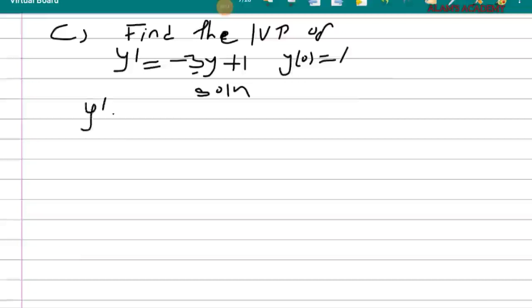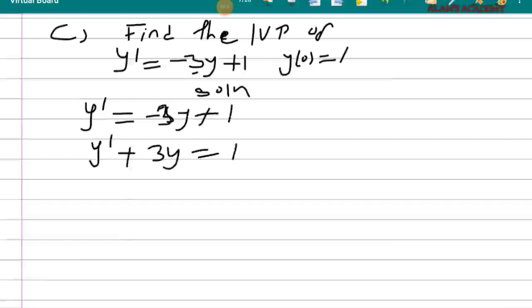So we have the question as y' equal to negative 3y plus 1. Grouping like terms, y' plus 3y is equal to 1. Multiply through by the integrating factor u.